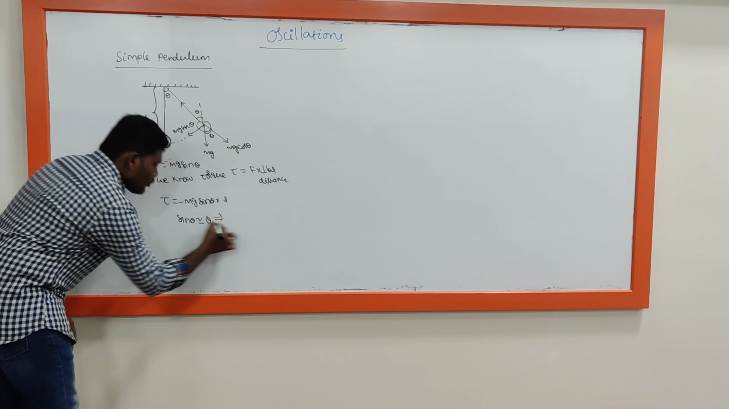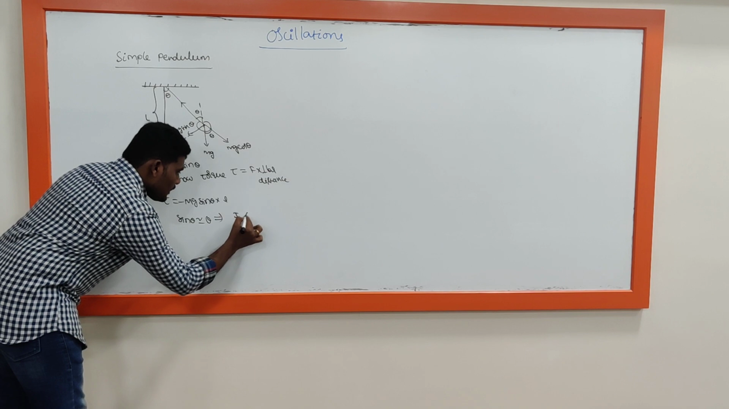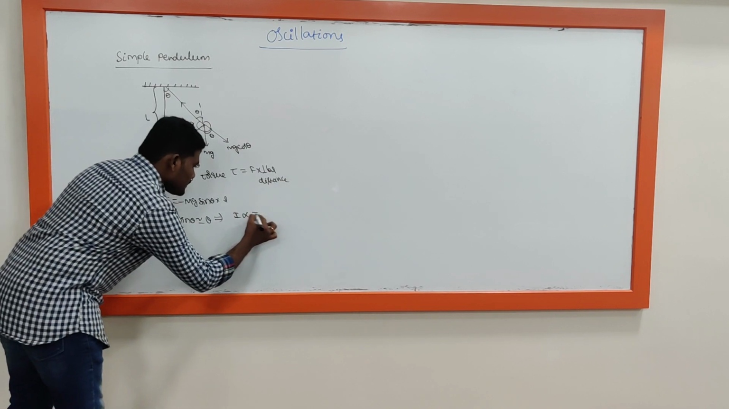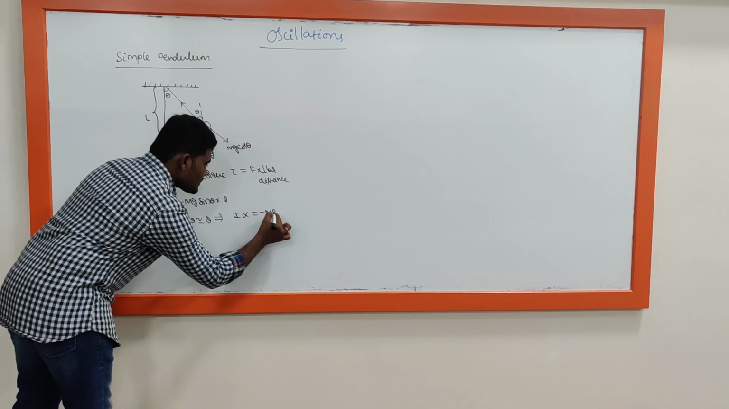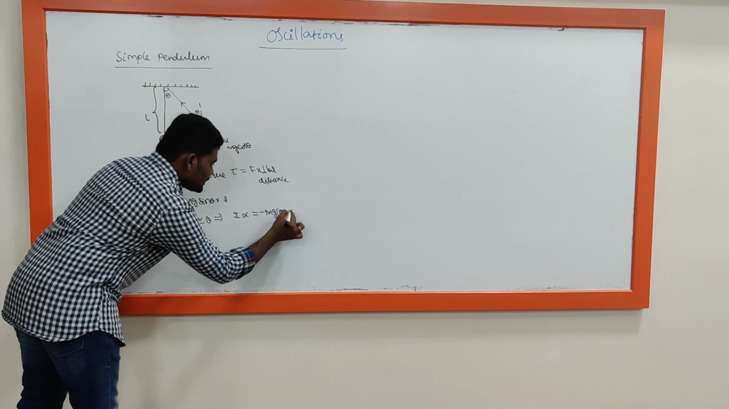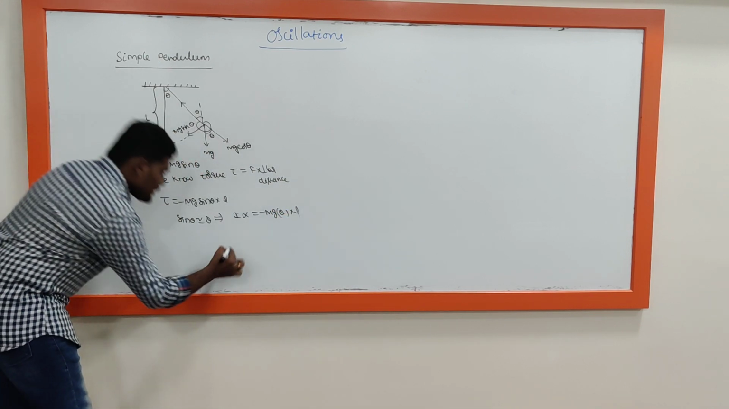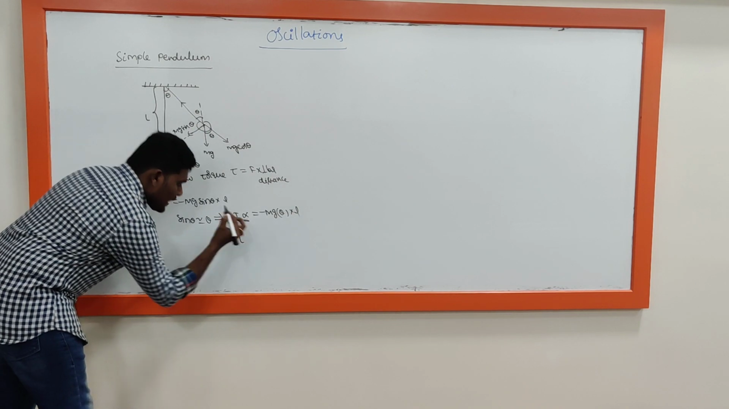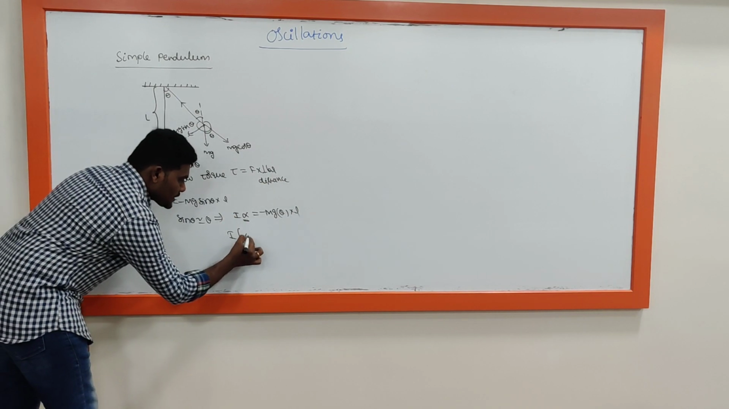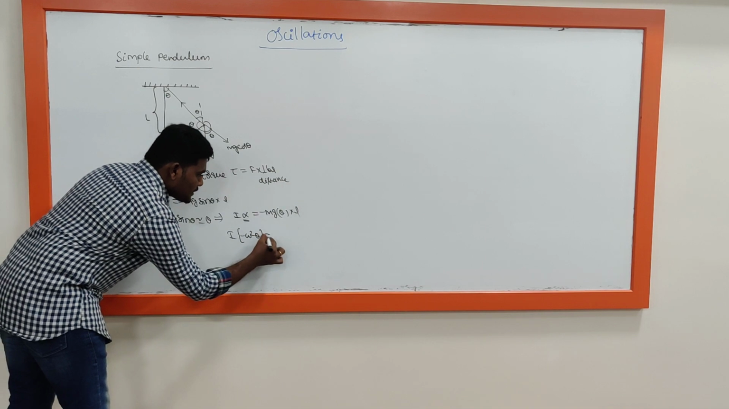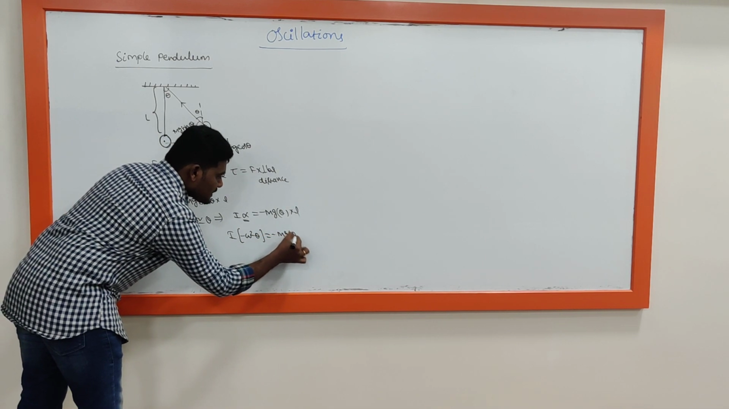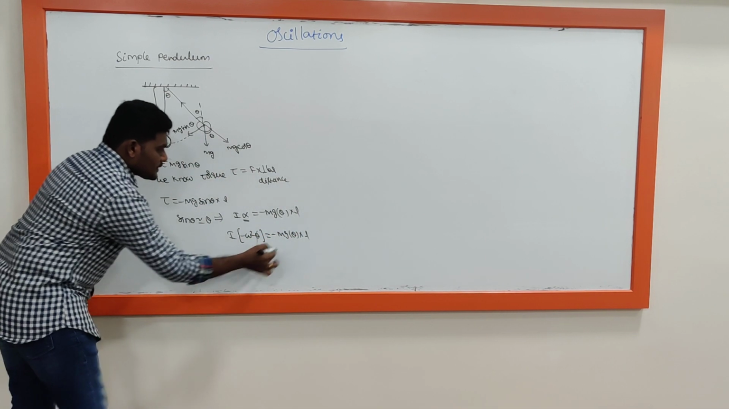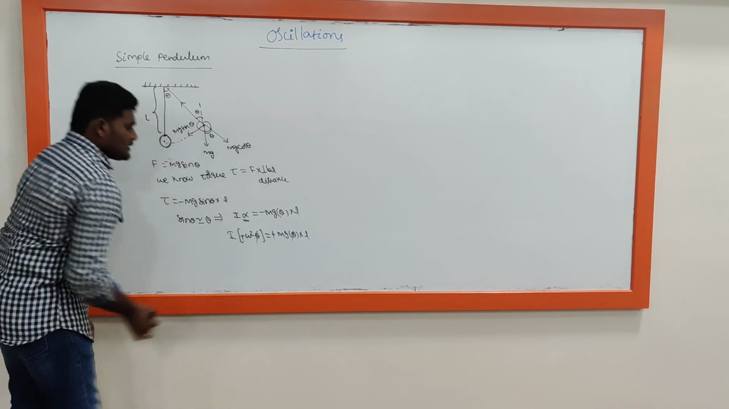And we know torque tau is equal to I into alpha also. So I into alpha equal to, I am writing minus mg into theta into L. Then we write I into alpha. Angular acceleration alpha equal, you can write minus omega square theta into minus mg into theta into L. Theta theta gets cancelled, minus minus gets cancelled.